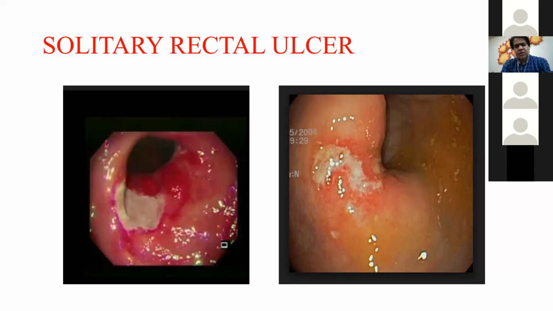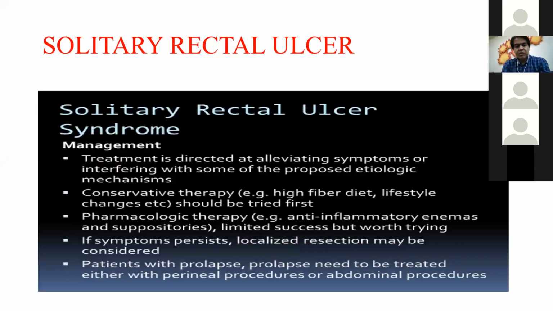Histopathologically, it has a typical characteristic feature. The treatment is basically directed at alleviating the symptoms and interfering with some of the proposed etiological mechanisms. It requires conservative treatment like a high fiber diet, lifestyle changes, exercise, physiotherapy, increased water intake, and fruit and other things.